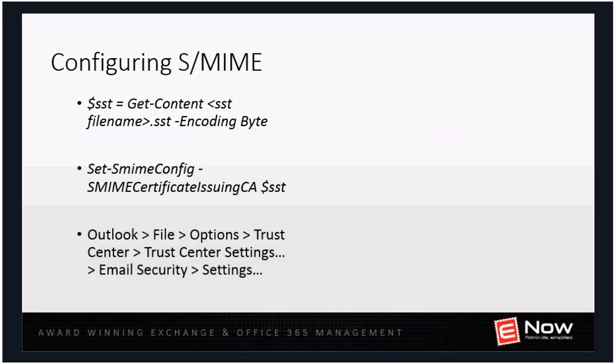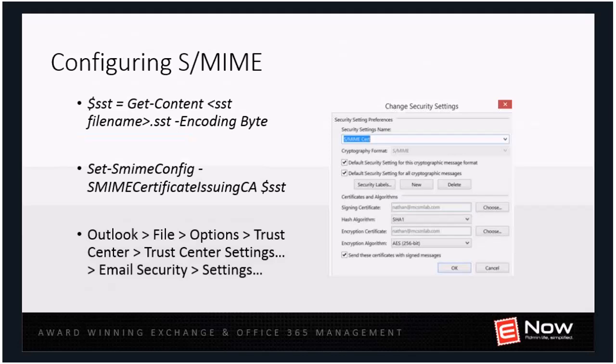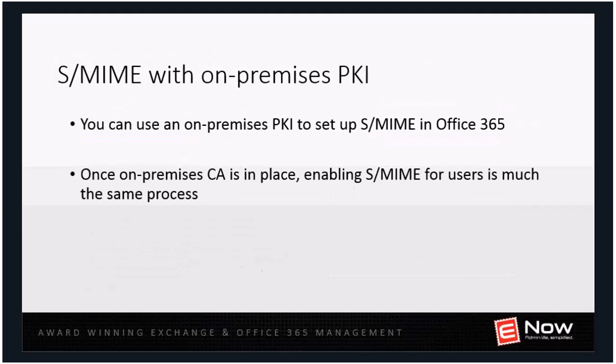Then in Outlook, I'm going to go to Outlook File, Options, Trust Center, Trust Center Settings, Email Security Settings. This is a rather buried option in Outlook. When you get there, you'll get this screen up. You'll be able to choose your signing certificate and your encryption certificate. Again, if you're using two separate certificates, this would be where you'd select those. Name your security settings. And then you can move on and use S/MIME.